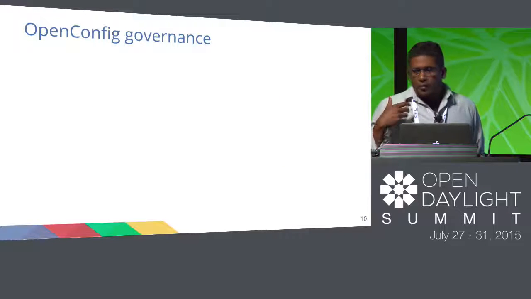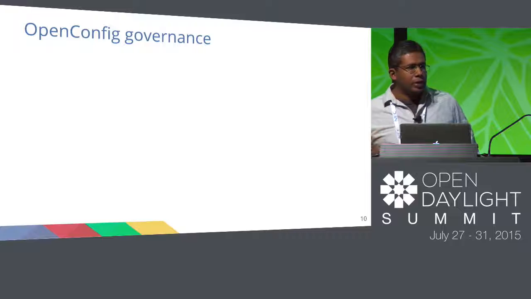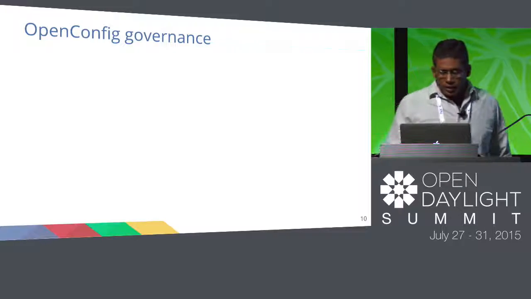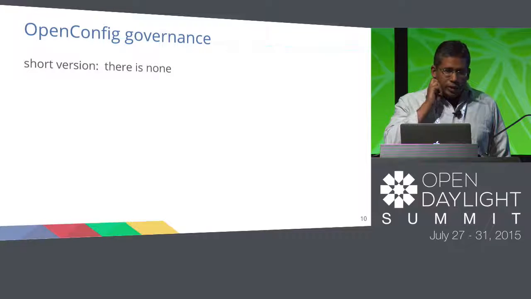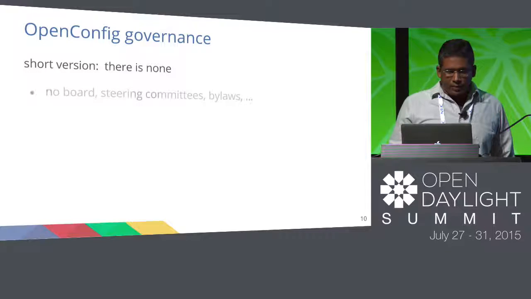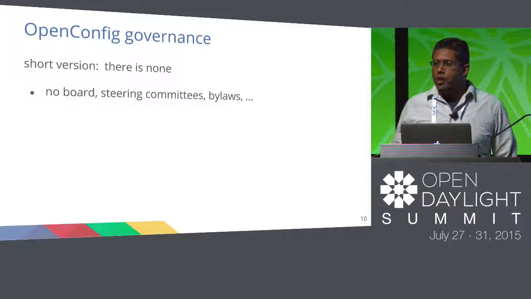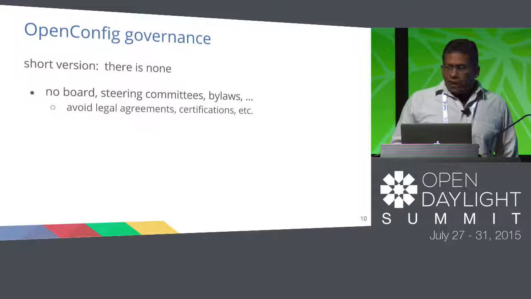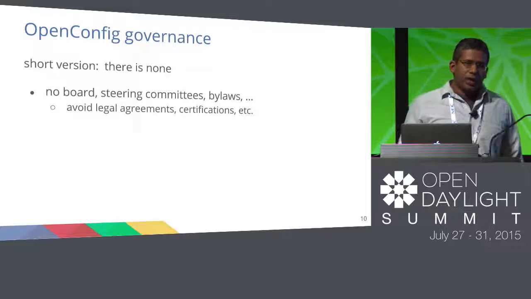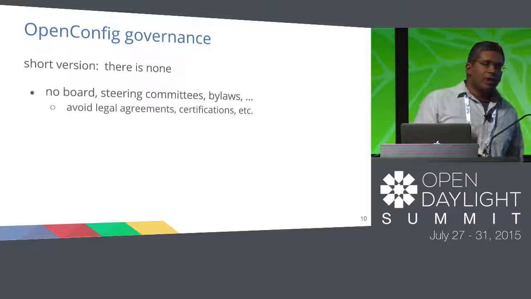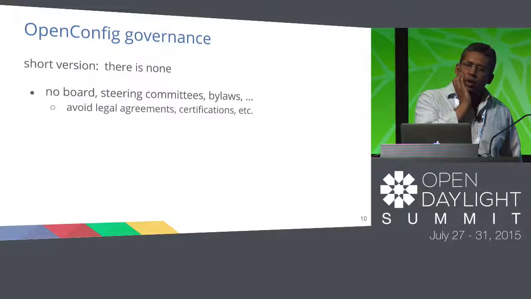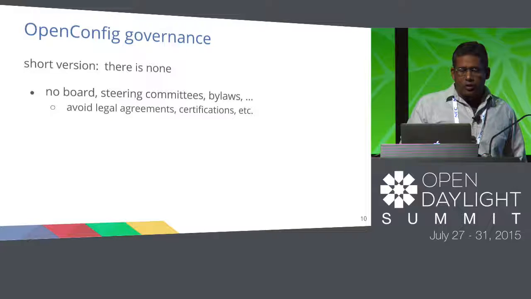So this is an open source industry collaboration. First question that comes up, well, what's the governance model look like? So the short answer is that there is no governance. There's no board, there's no steering committee, there's no bylaws, there's no chairman. We avoided any legal agreements, any certifications. Just imagine at these large service providers, if we got lawyers involved, we would be here a year later and probably still far, far away from having anything actually up and running. So we avoided all of that.